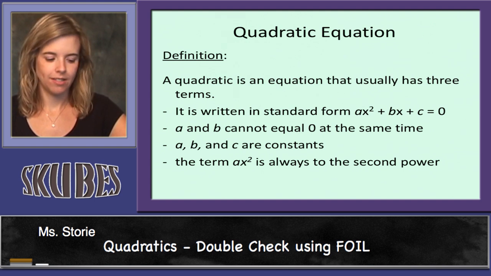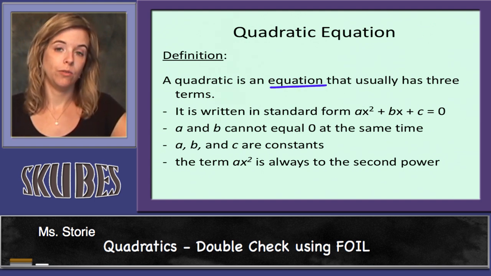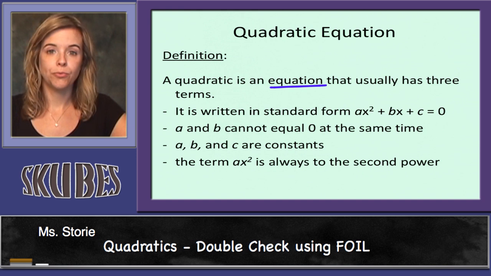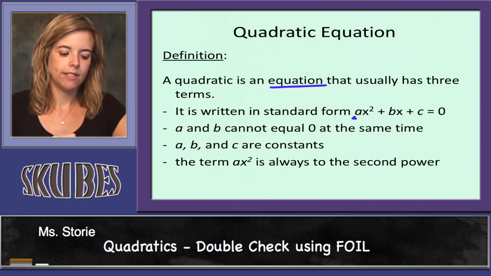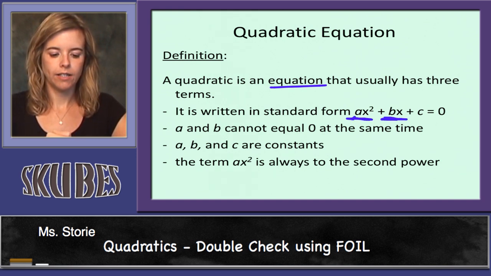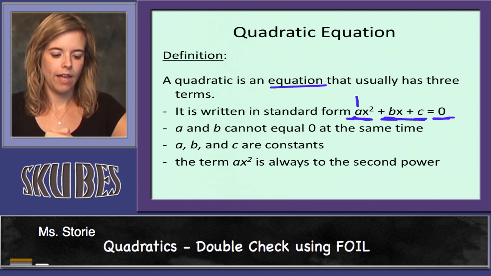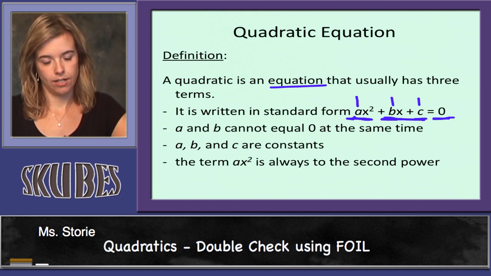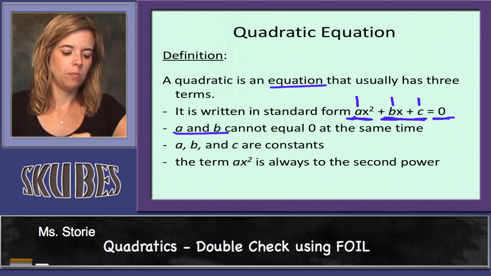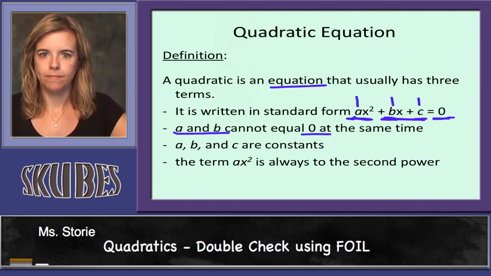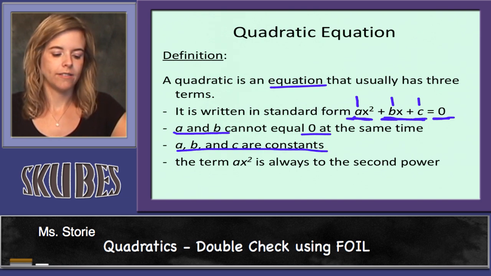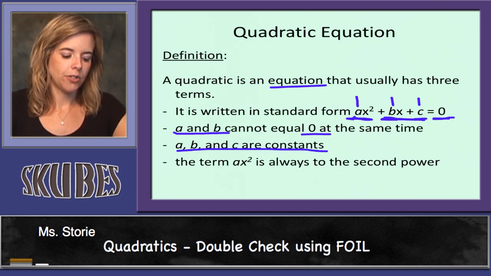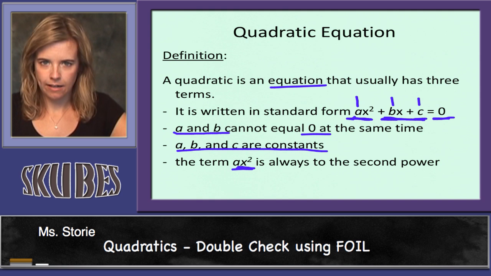First, let's talk some definitions. A quadratic is an equation, so we do have an equal sign, that usually has three terms. Its written standard form is ax squared plus bx plus c equals 0. The a, the b, and the c are all going to be numbers, and x squared and x are usually just x squared and x. However, a and b cannot equal 0 at the same time, and a, b, and c are all constants, in other words, numbers. And the term ax squared is always to the second power.